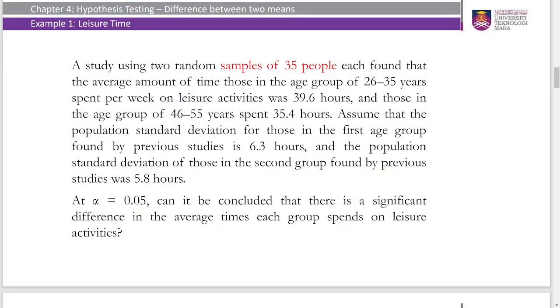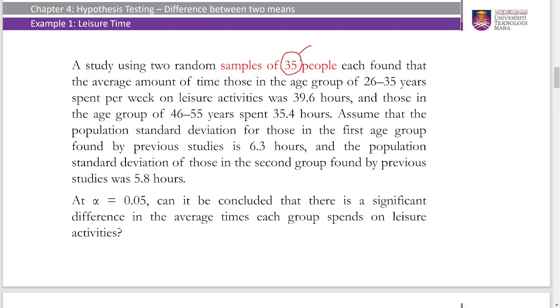Okay, this example you can also check in your Alan G. Blumen textbook. So it is a similar example. Cuma kita tengok kat sini lah. So kalau perhatikan kat sini, a study using two random samples of 35 people. So dia dah guna kat sini two random samples, and then the sample size is 35.